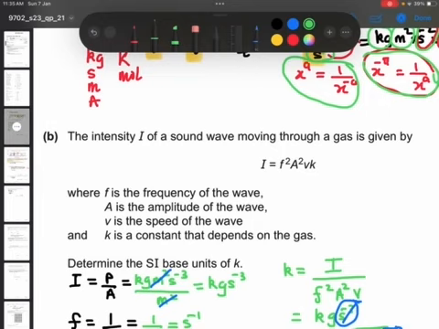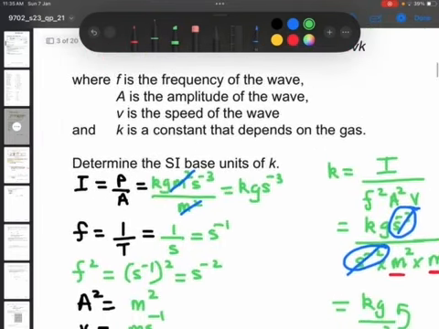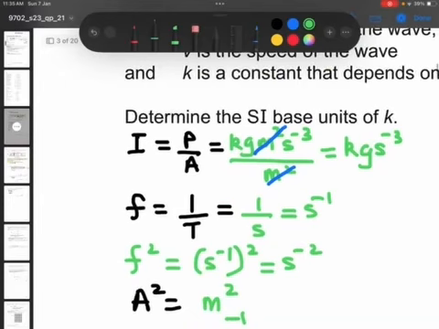Whenever you have an equation, and in that equation you are being asked to find the SI base units of one of the letters or symbols in the equation, you have to know the SI base units of everything else. So for intensity, for example, the definition of intensity is power over area, power arriving per unit area from waves. So that's intensity.